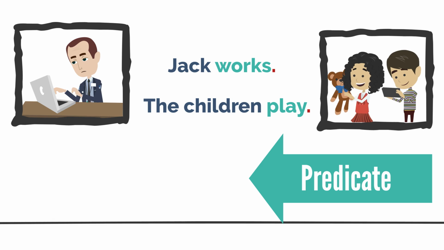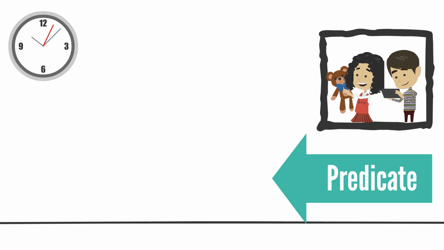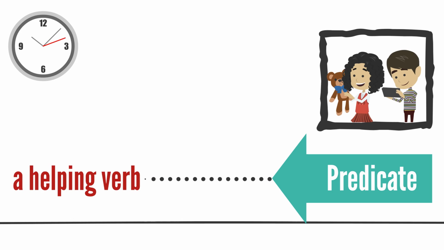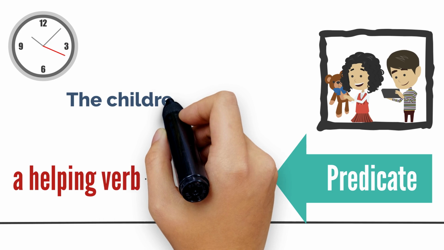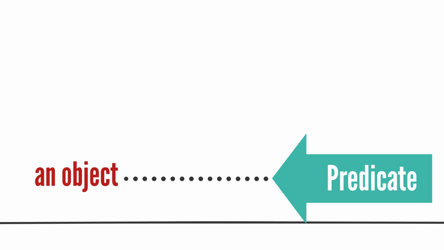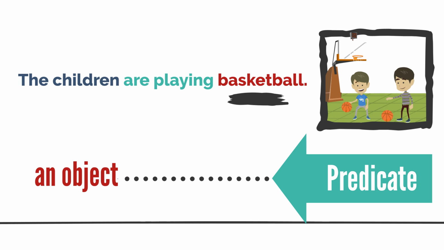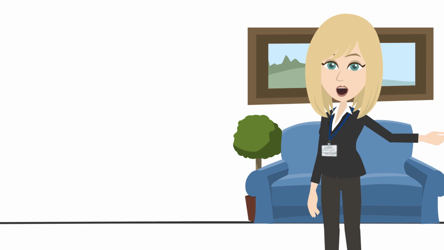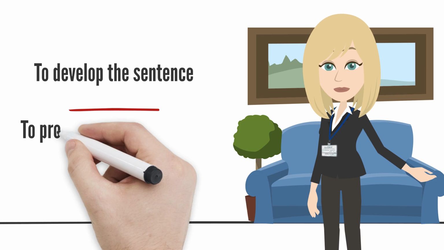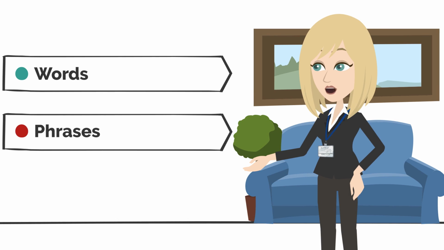In those two sentences, the predicate consists only of a main verb. To show the time when the main verb happened, the predicate can include a helping verb. For example, the children are playing. The predicate can also include an object. For instance, the children are playing basketball. To develop the sentence and provide more information about the subject, we can add words, phrases, or complete sentences.